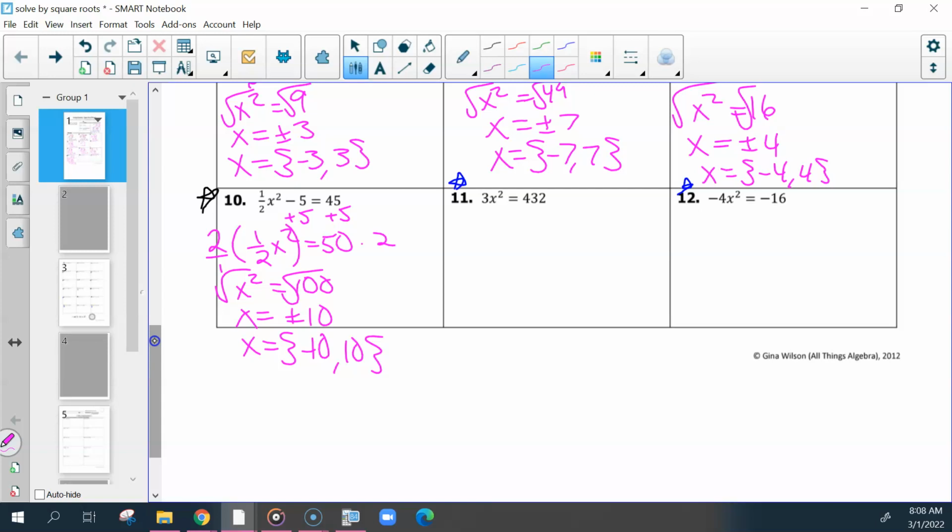Do we have any questions on how to do this so far? Smart. On the fraction, like how we're doing this part?